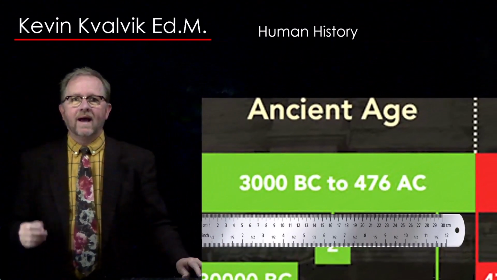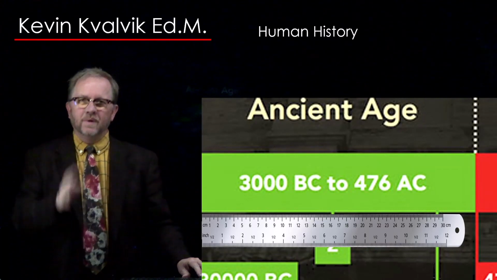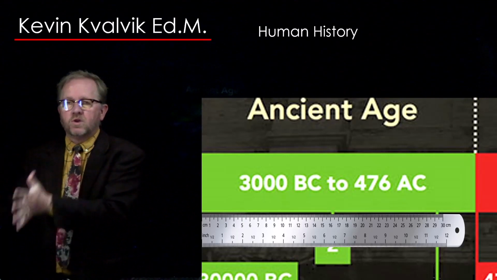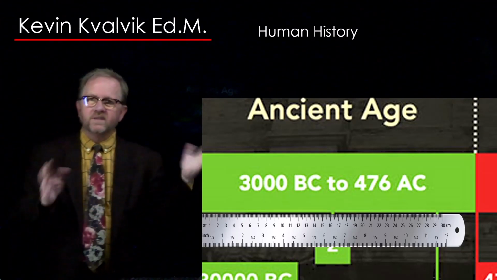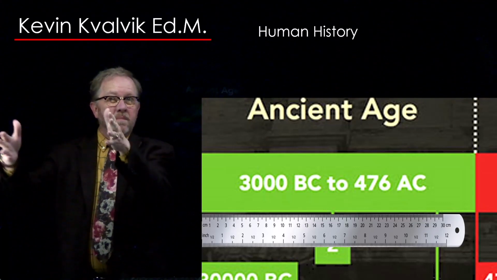And now we're going to just look at this section right here, which is the ancient age, which is 3000 BC, which is basically when we start record keeping, up to, let's say, zero, okay? So the first 3,000 years. We've gone from millions to thousands.